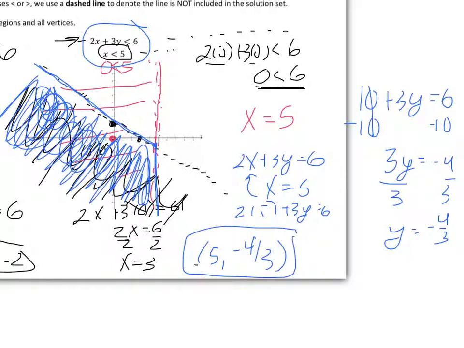That is the vertex of our solution set right here, and this is our solution region right there. We'll pick it up in the next video and do a couple more, but really this is about graphing lines, picking test points, and shading.